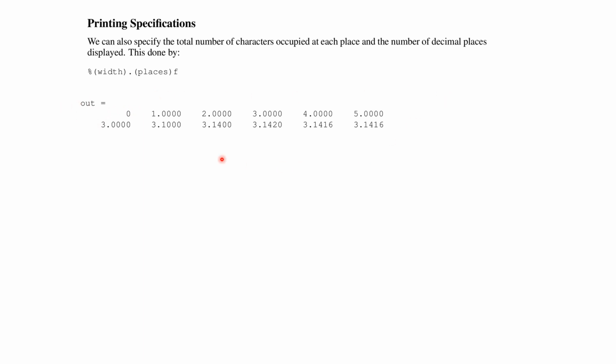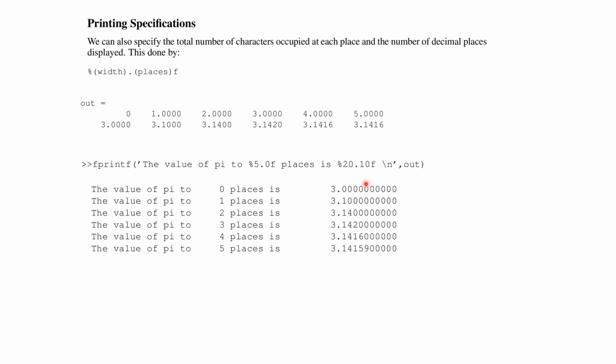So for example, if this is the out matrix, it's going to print as it goes down the columns. So we give it that same command, but now I'm going to adjust. Instead of just putting placeholder f, I'm going to tell it reserve 20 places for this, 20 slots, and 10 decimal places. So that's the syntax for it. That's the total width of the number it's going to print, and that's the number of places. So that says here reserve 20 places and 10 decimal places.